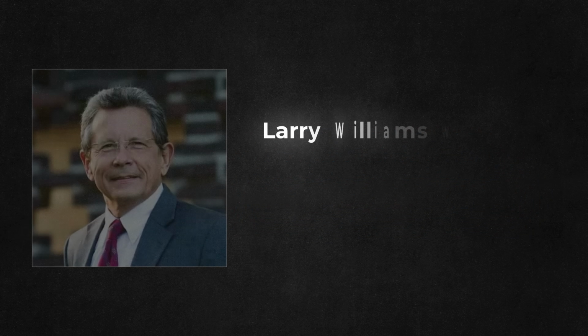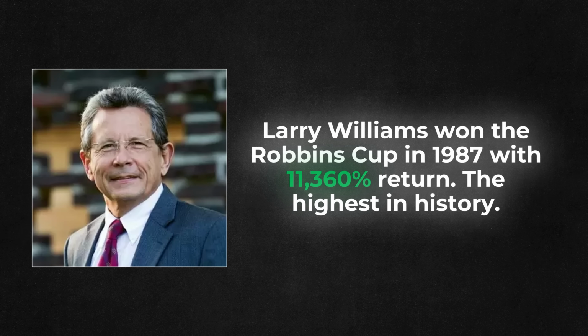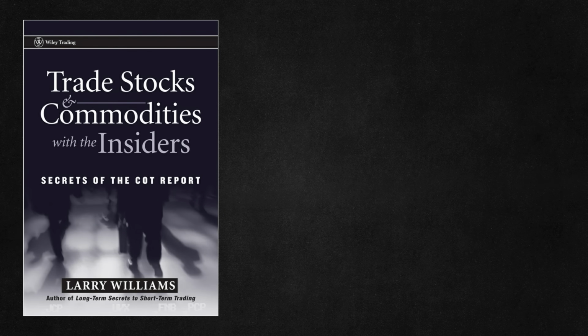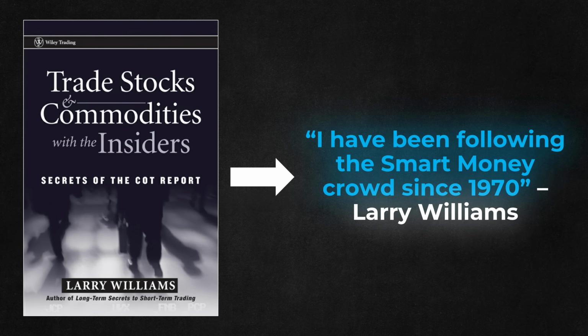Larry Williams, a legendary trader known for winning the Robbins Cup with the highest return in history, is very good at tracking what the smart money is doing. In fact, he has a very good book about it called Trade Stocks and Commodities with the Insiders. Larry Williams says in the book, and I quote, "I have been following the smart money crowd since 1970.